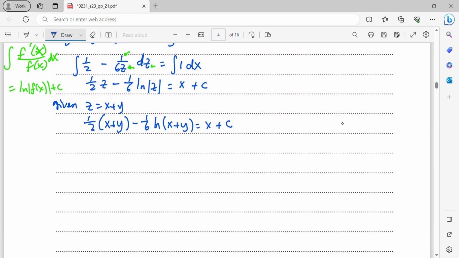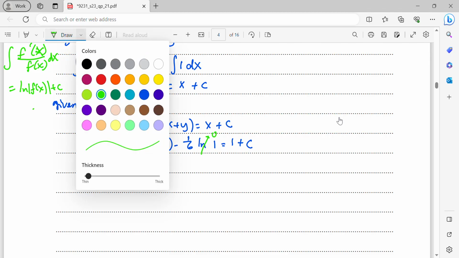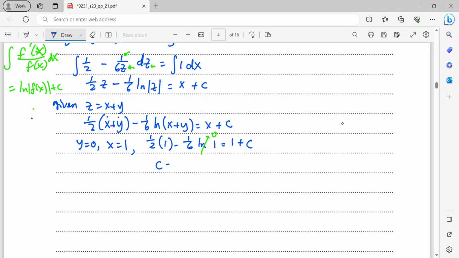So when y is 0, x is 1, I will get half bracket 0 plus 1, it will be 1, minus 1 over 6 ln 1 equals to x, which is 1, then plus c. So now for your info, ln 1 is 0. Therefore, from here, your c will be this half, and this 1 will be moved to the left side. So minus 1, therefore it's negative half for the c. So now for the final answer, just substitute back into this solution.